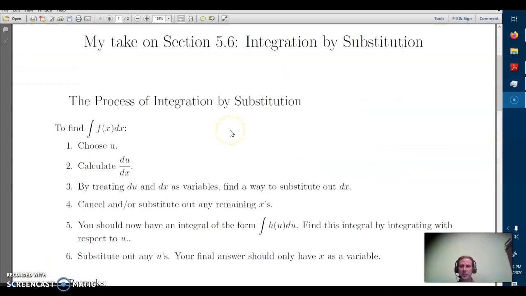I've written out explicit steps you can take in order to do integration by substitution, but be warned, unlike with anything you ever do with differentiation, there are choices to make here, and it is entirely possible you're going to make a choice that doesn't work out great and have to start over again. So the goal is to find the integral of some function or some expression, and the first step is to choose u.